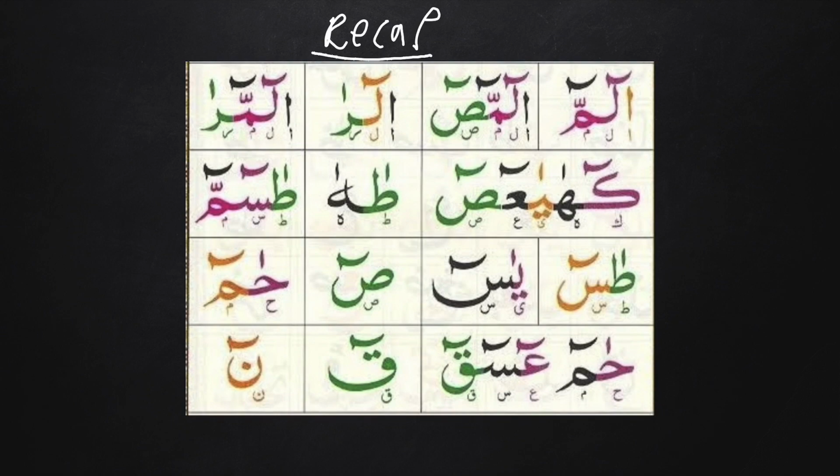Notice Ra was only stretched for 2 harakat because it is one of the Hayyun Tahar letters. These are only stretched for 2 harakat. And of course we mentioned Alif is not Mad at all. We just pronounce it as Alif.